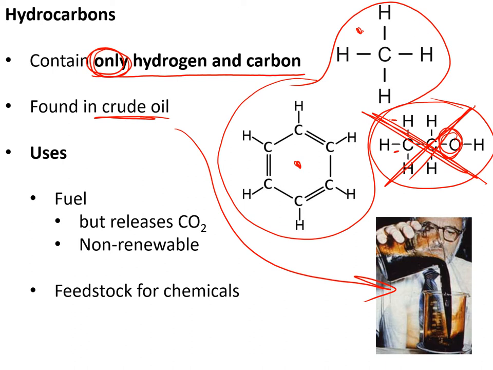Now, it's used for two main things. Firstly, as a fuel. It's a really good fuel, very versatile, releases lots and lots of energy, but it releases carbon dioxide, which is causing global warming, and also they're non-renewable. We are running out of them. And the second thing is it's used as a feedstock for chemicals. So lots of the chemicals we meet in our everyday lives, you know, plastics and medications and things, they're all produced using chemicals that have come from crude oil.